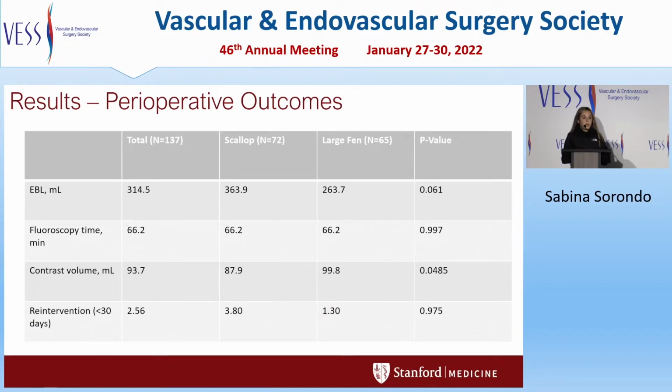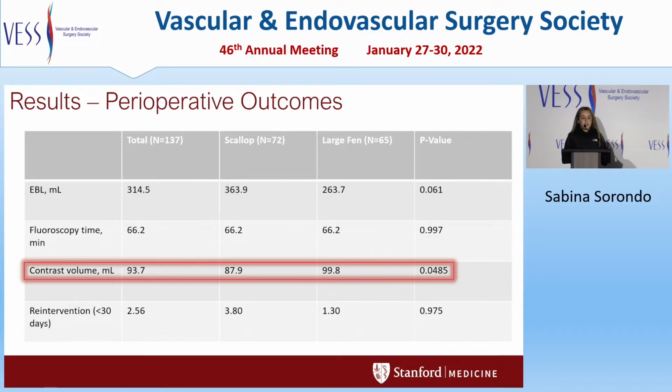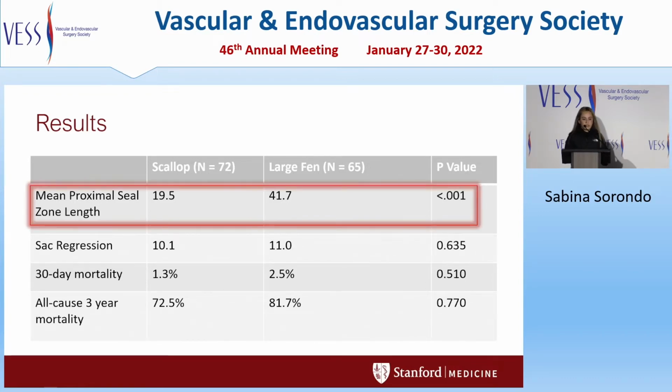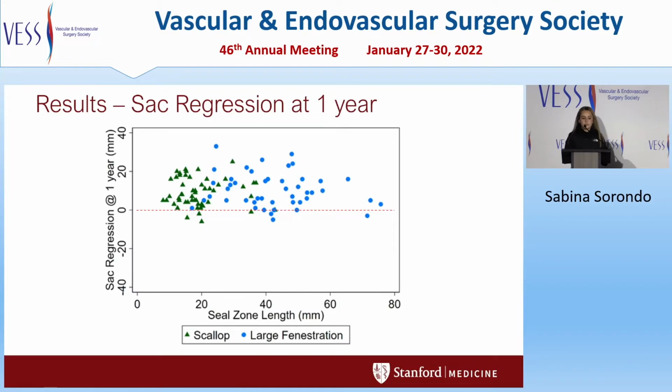With regards to perioperative outcomes, our operative metrics are similar, other than a slightly higher contrast volume in the large fenestration group. Mean proximal seal zone length was 19.5 millimeters for scallops on average and 41.7 millimeters for large fenestrations, which was significantly different. Overall 30-day mortality and all-cause 3-year mortality were not significantly different. Additionally, there was no difference in sac regression between the 2 groups at 1 year.